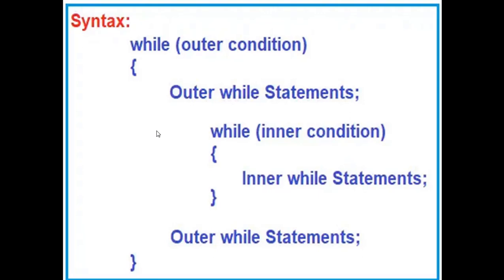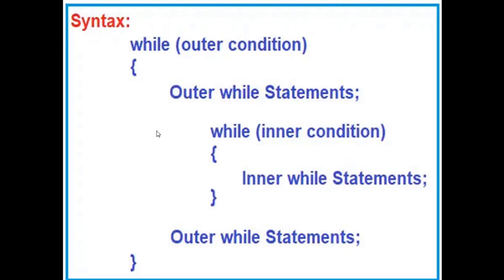First of all, it will check the outer loop condition, and if the outer loop condition fails, then it will terminate the loop. Suppose the outer loop condition is true, then it will come inside. First it will execute the outer loop statements which are there before the inner loop. Then it will check the inner loop condition. If the inner while condition is true, then the control moves inside and executes the inner while loop statements.